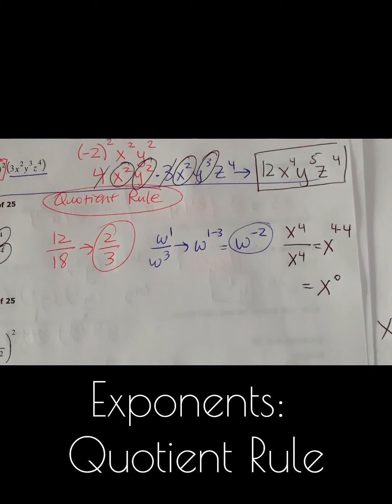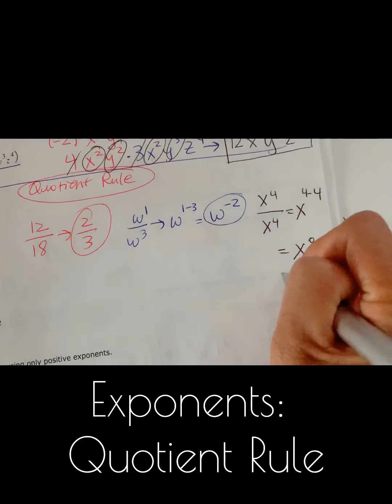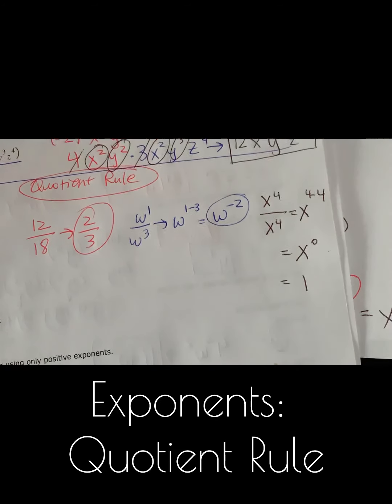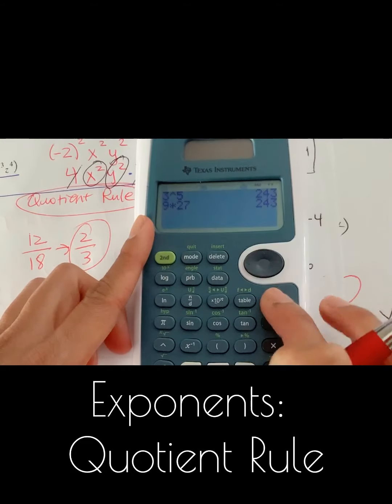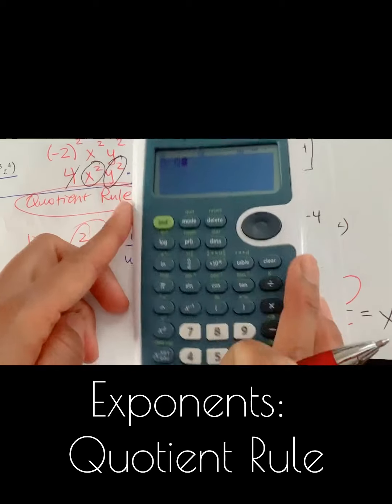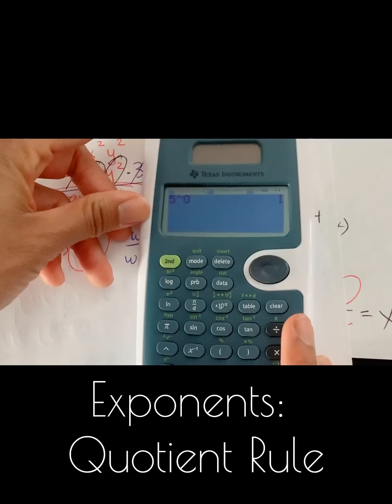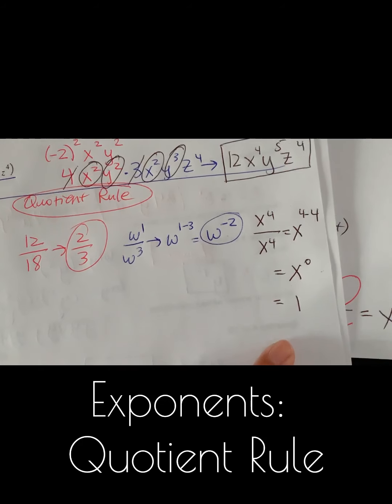And I haven't talked about this yet. We'll get to this in number 10, but anything to the 0 power is always equal to 1. And if you don't believe me, or in case you forgot why or how that's the case, if you push 5 to the 0 power, anything to the 0 power, you push enter, it will give you the number 1. So if it's x to the 0 power, anything to the 0 power will always give you 1.